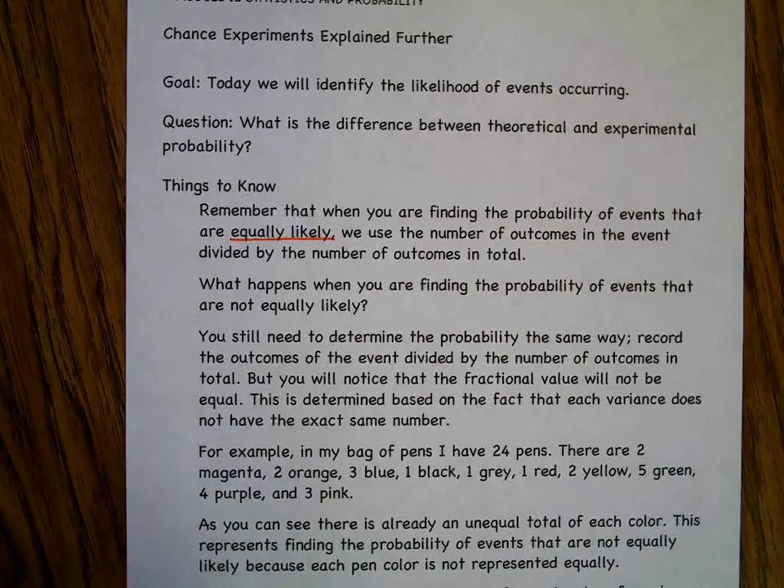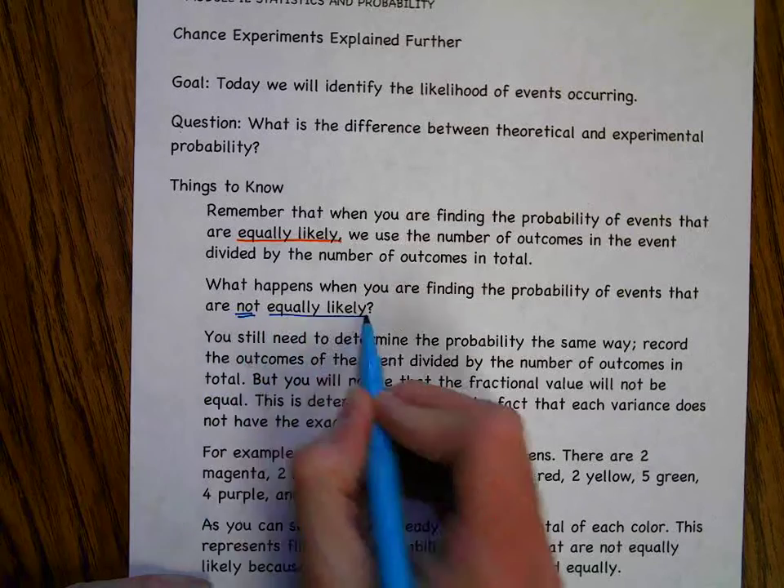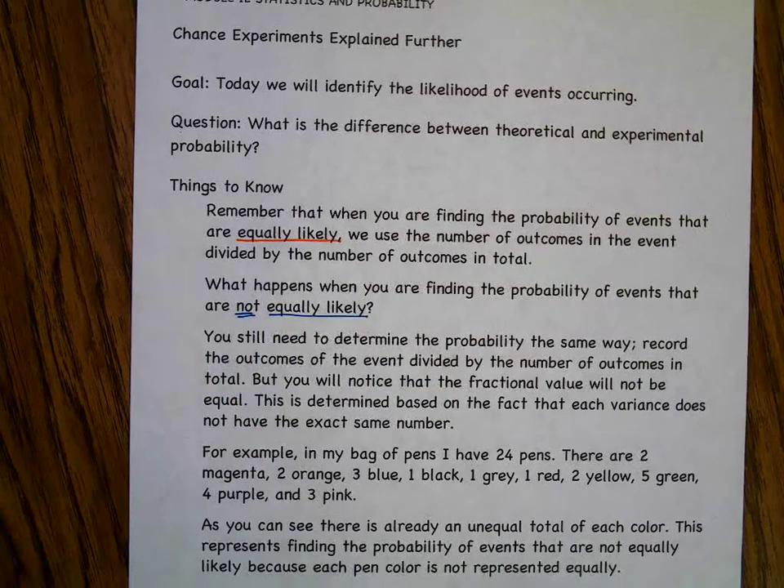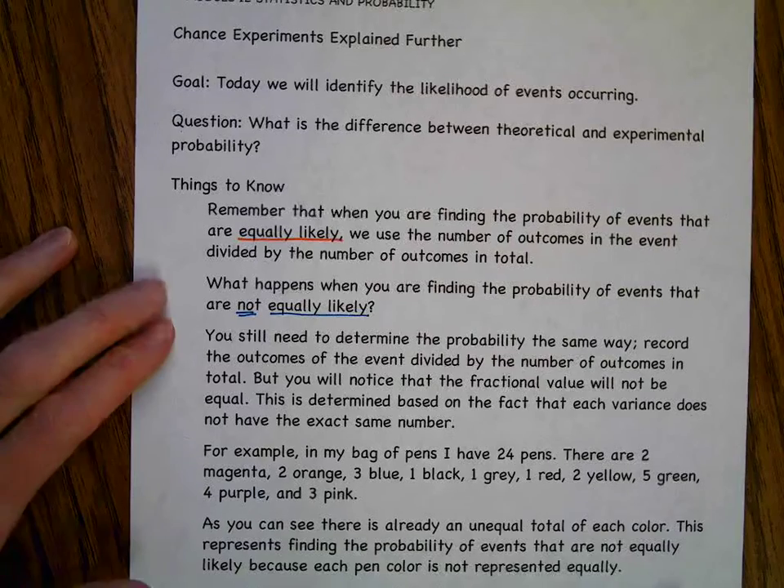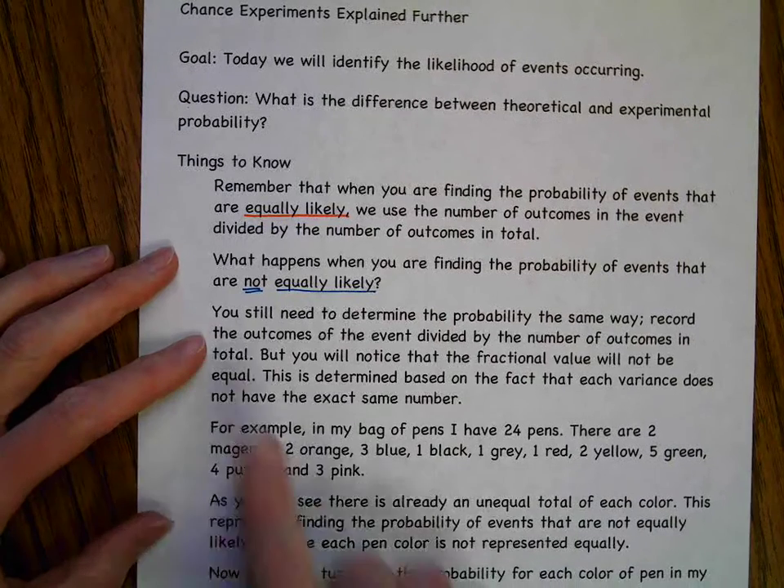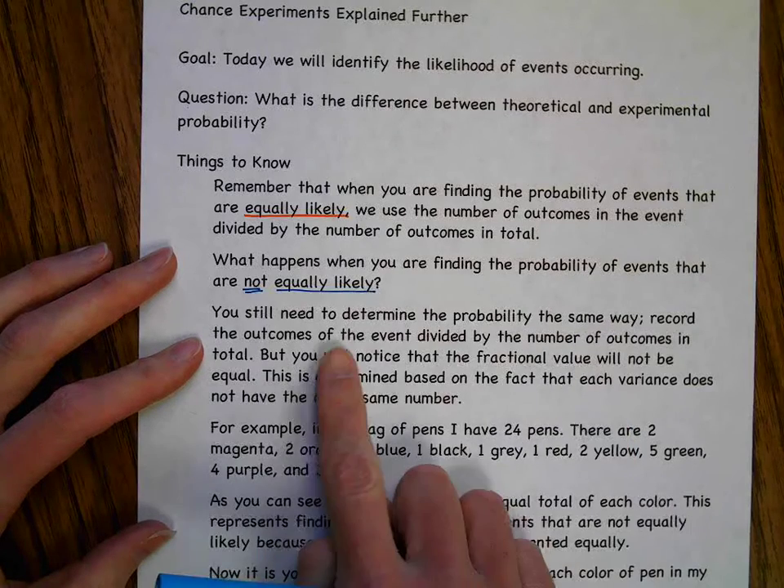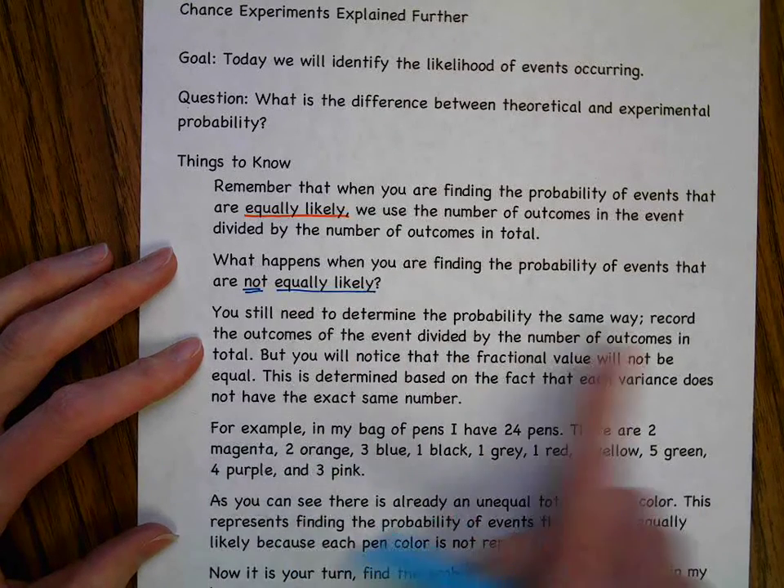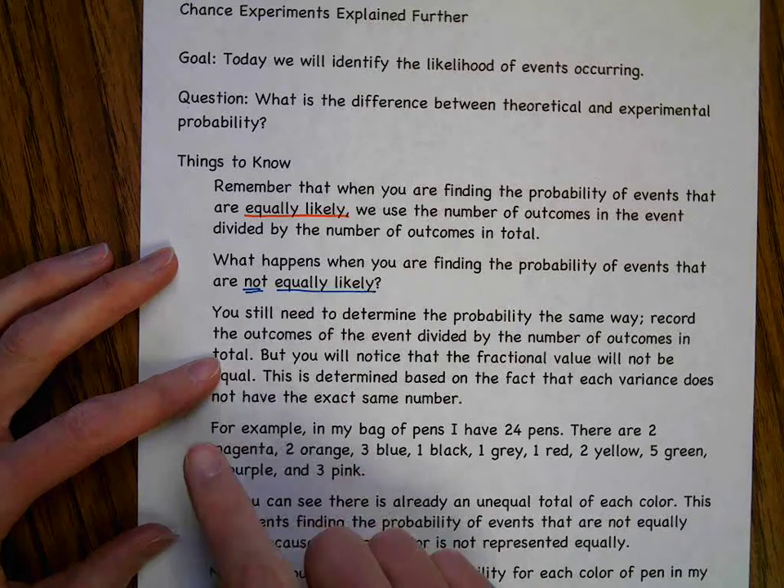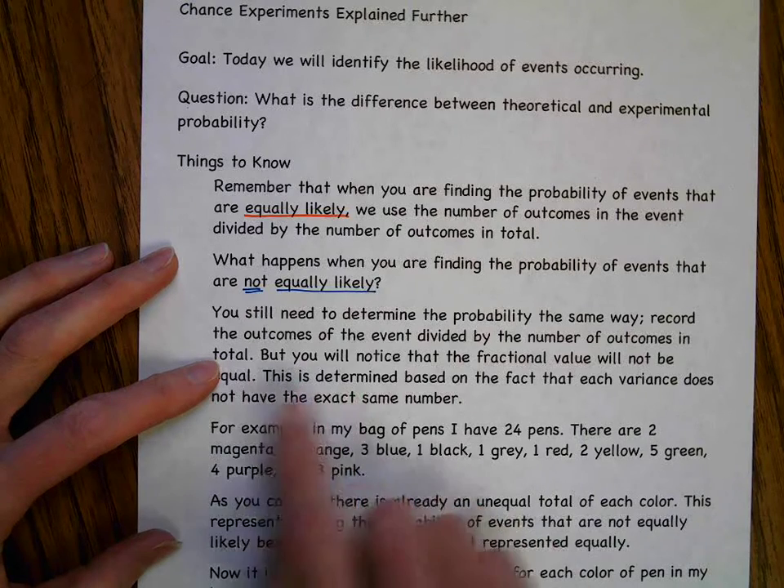The question that I want you to think about in this lesson, however, is what happens when it is not equally likely, okay? So what happens when you're finding the probability of events that are not equally likely? For me, it was a little bit confusing to wrap my brain around, but when I really sat down and thought about how I was going to teach it to you, this is what I came up with. You still need to determine the probability in the exact same way. So you're going to record the outcomes of the event divided by the number of outcomes in total, just like we did up here, the number of events that happened divided by the total number of outcomes possible, okay?